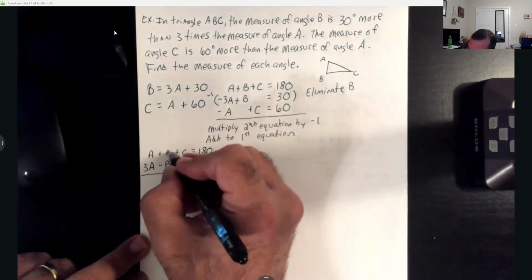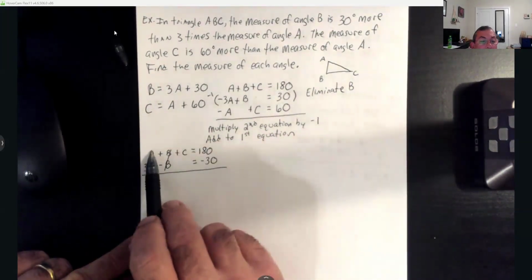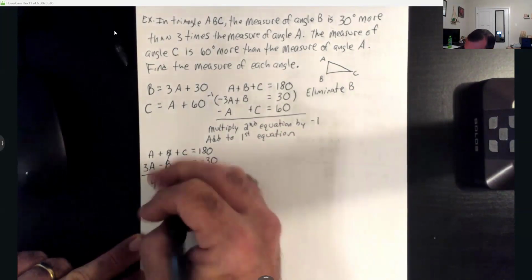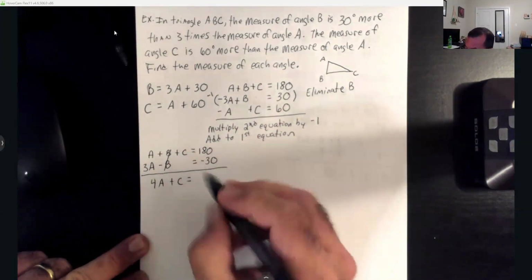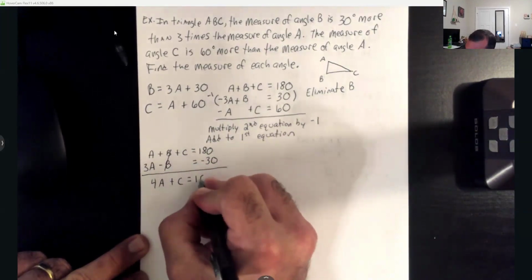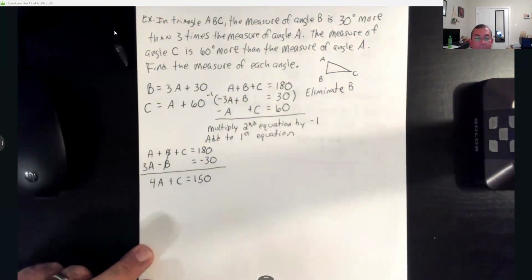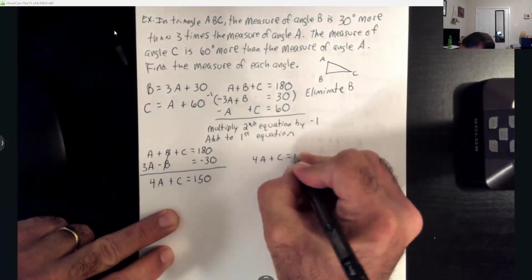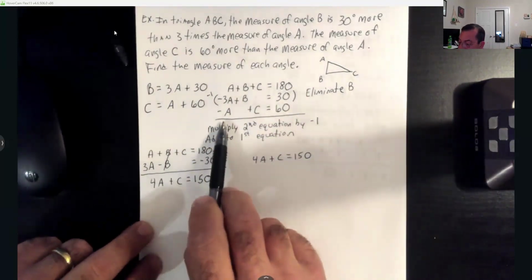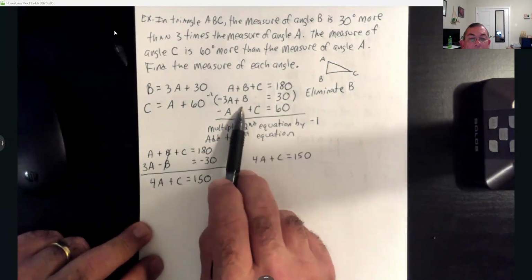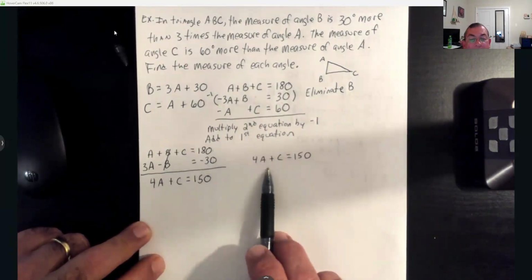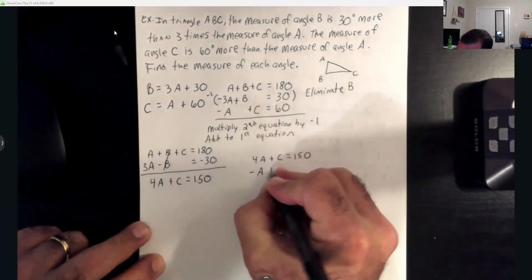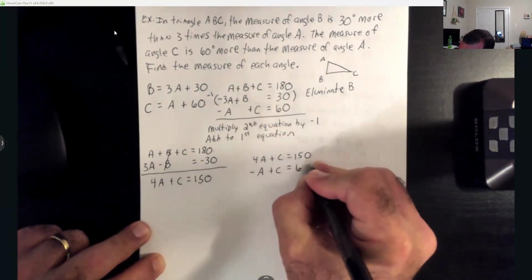All right, y'all, but notice what happens. My B's are going to cancel. So I got 1 and 3, which gives us 4A plus our C is going to equal 180 minus 30, which is 150. So here's what I got. I got 4A plus C equals 150. Now, since this third equation doesn't have a B in it, it automatically becomes the second equation. So I got a negative A plus my C equals 60.